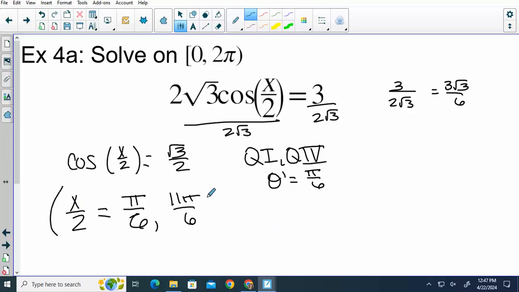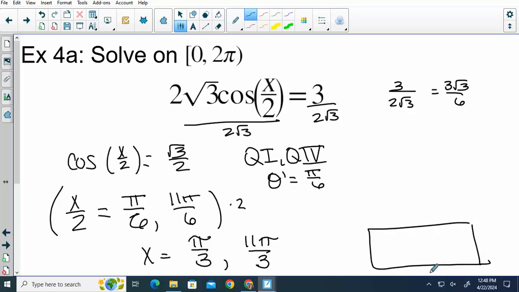Yes, if I want to get x by itself, we take these times 2. So 2 pi over 6 would be pi over 3. 22 pi over 6 would be 11 pi over 3. Okay. My directions were to get every answer between 0 and 2 pi. So pi over 3 is definitely between 0 and 2 pi. 11 pi over 3, though, is bigger than 2 pi. So that one is not in my interval. So I didn't ask for all possible here. The only one you have to give me is the pi over 3.